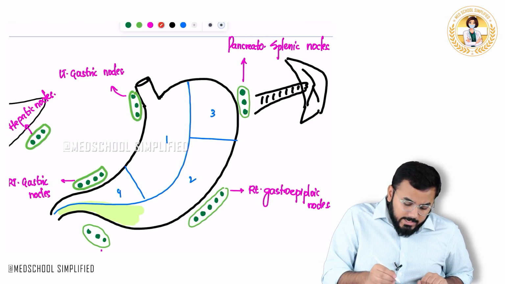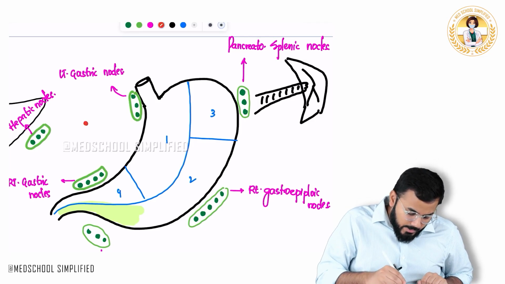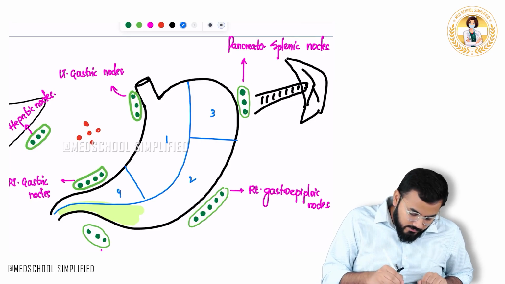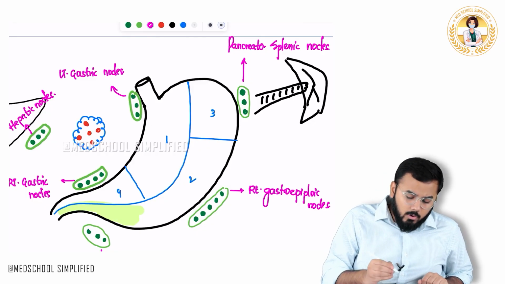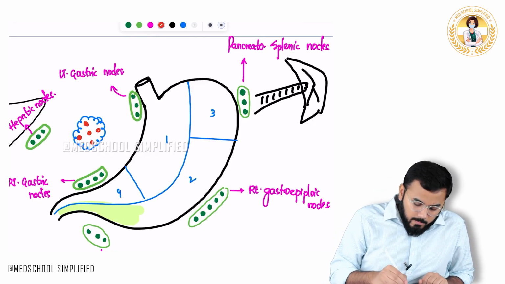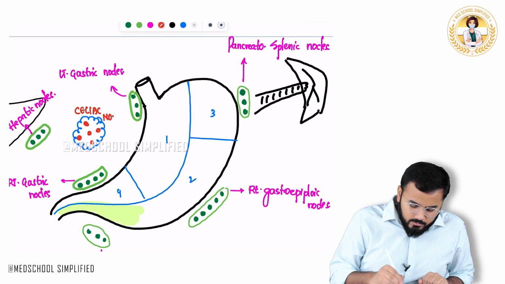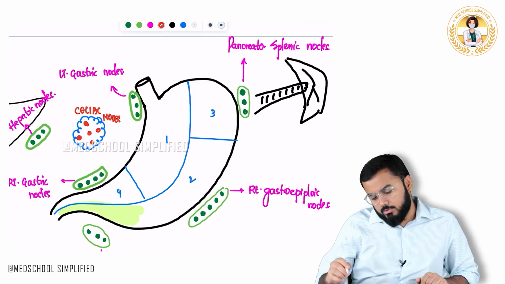Now in the center over here, you have the major type of lymph nodes. These group of lymph nodes which I have drawn with a special color are called the celiac group of lymph nodes. What are these called? These are called the celiac group of lymph nodes, right?